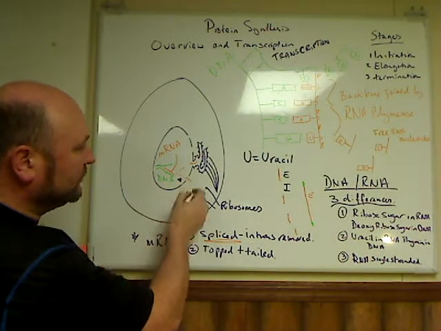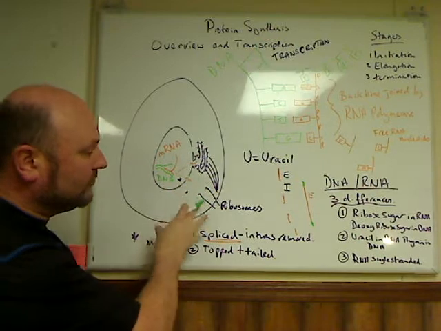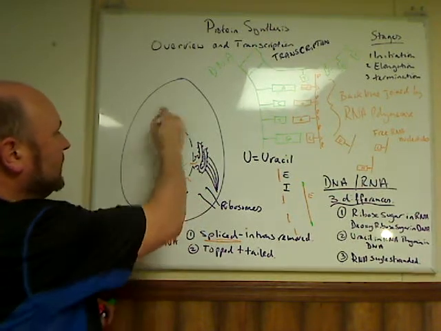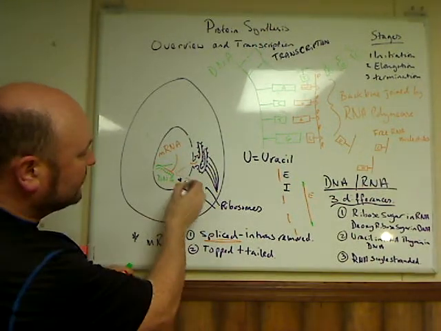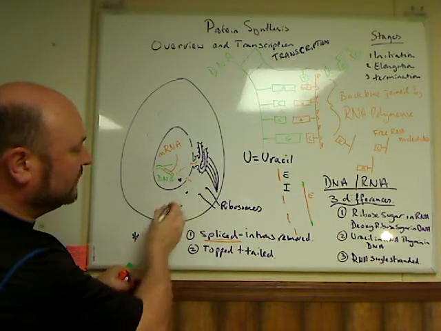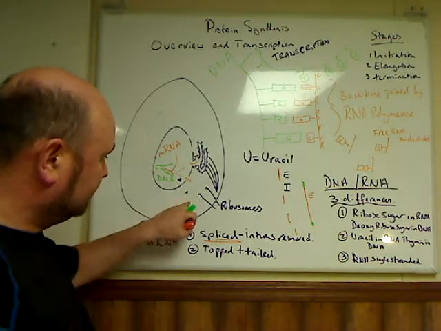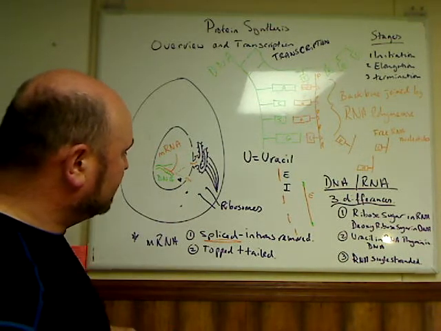Now it can go one of two ways. First of all, if the protein that's going to be formed from this is going to work in this area here, then it's just going to leave a pore, find a ribosome, these purple dots here floating freely, and the ribosome will translate it into a protein, which will work in the cytoplasm.